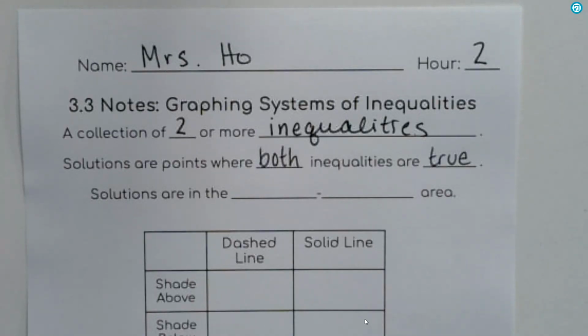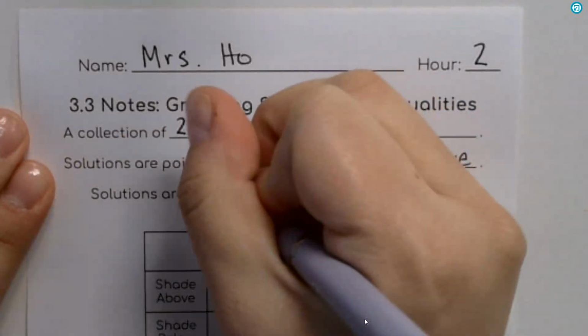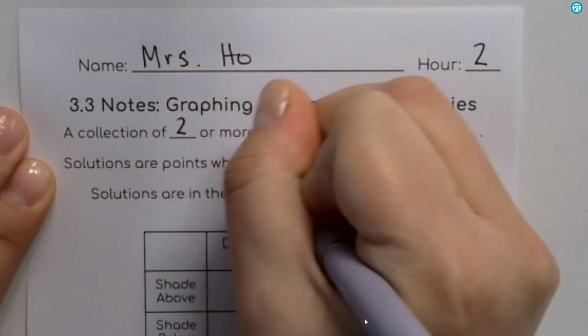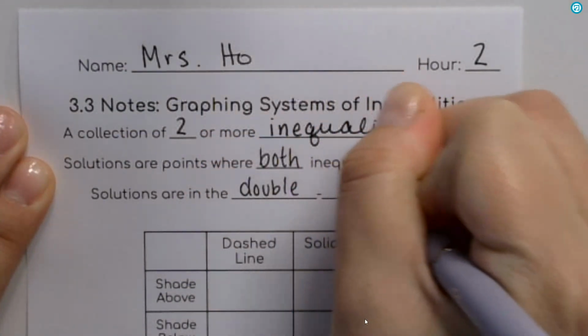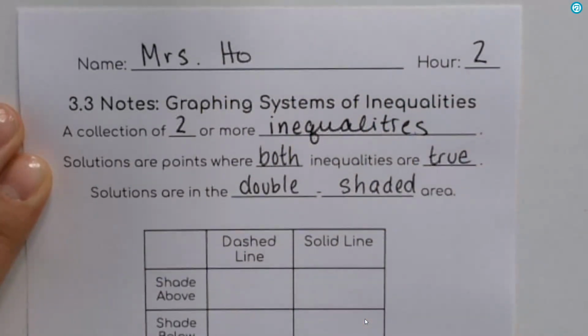Okay, so back in 2.8, when we did inequalities, we drew a line shaded above or below. Today, we're going to draw a line shade above or below, and then draw another line shade above or below. The points that are in the double shaded area will be our solutions.